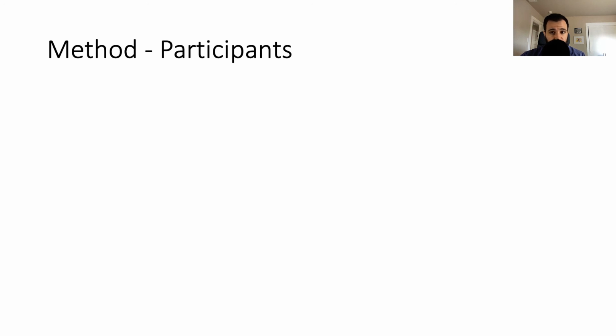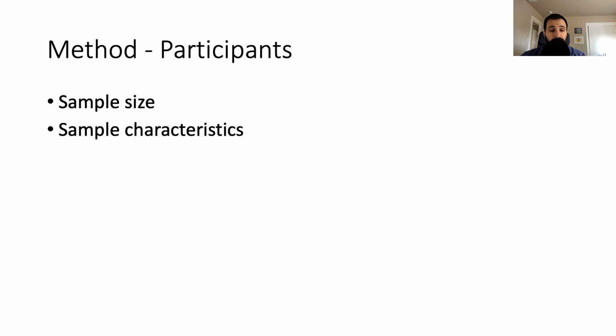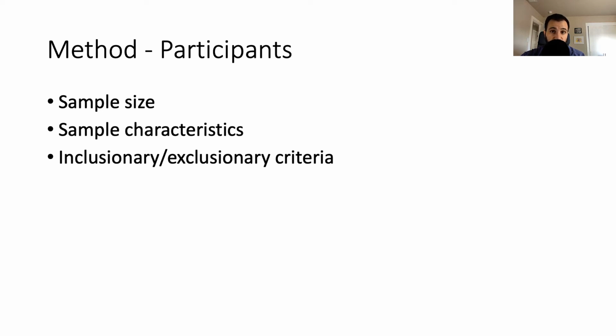In the participants section, they'll tell you how many people participated in the study, how many research subjects they had. They'll tell you about those people, the characteristics of them, the demographics of them, where they got them from, how much they paid them. And then they'll tell you if they recruited a specific group of people and if they had any criteria for removing people from the sample after their data had been collected.